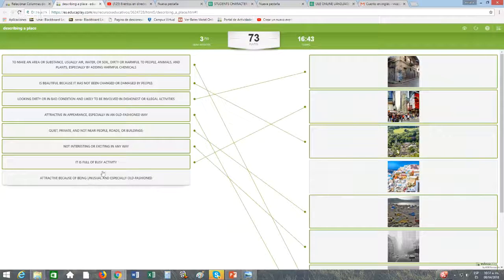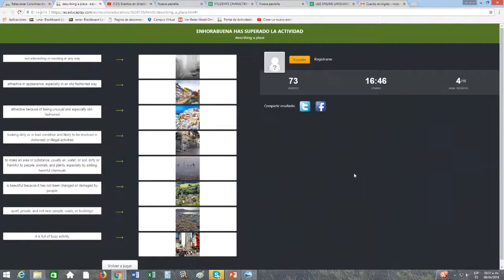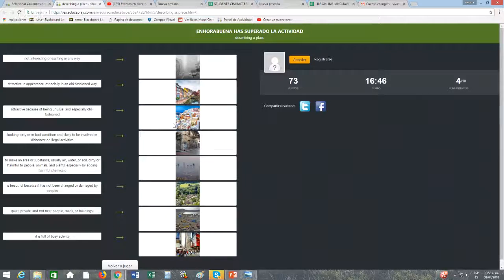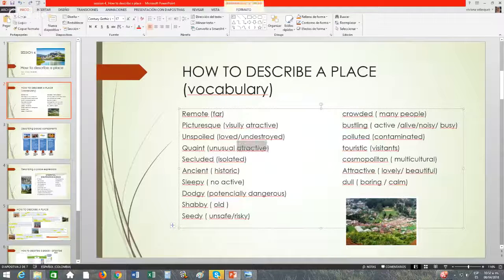Of course, we got the last picture, which is this one. What is the word to use? Attractive, unusual, and especially old-fashioned. It's possible... quaint. Quaint, very good. Yes, it is a word because it's not usual to see. It's attractively nice to see. Quaint is the word. Beautiful.